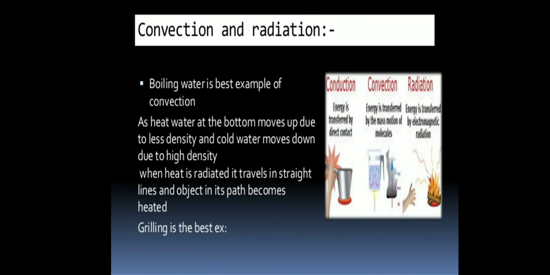So boiling water is the best example of convection. As water is heated, water at the bottom moves up due to less density and cold water moves down due to high density. When heat is radiated, it travels in a straight line and objects in its path become heated. Grilling is the best example.